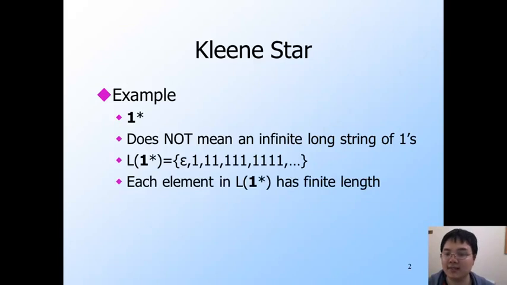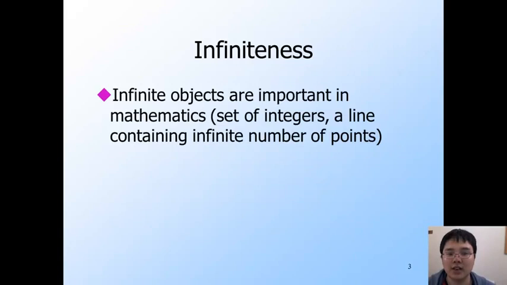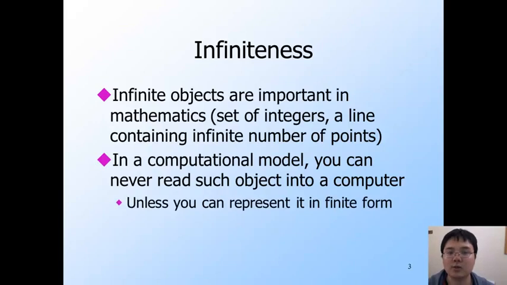Although this set is infinite, each element in it has finite length. This is similar to the set of integers, where the set is infinite, but each element it contains is finite. Now we come into the topic of infiniteness. As we know, infinite objects are important in mathematics, like the set of integers or a line that contains an infinite number of points. Yet, in a computational model, a computer can never get an infinite input, unless you can represent it in finite form.